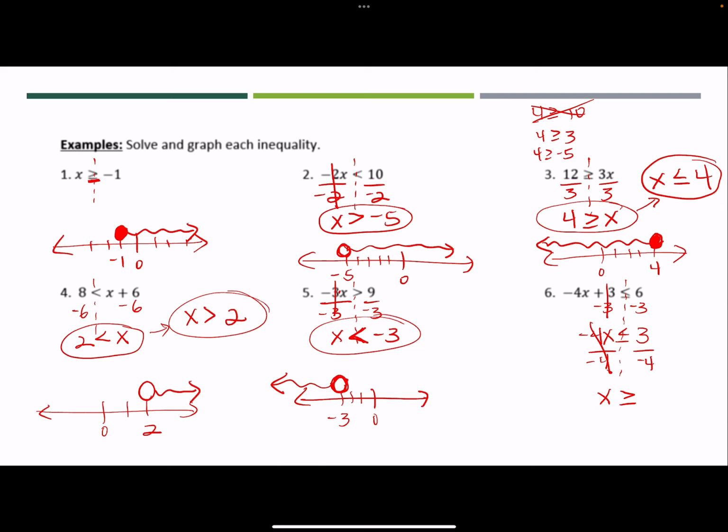I can't do 3 divided by 4. That doesn't go in evenly, so I leave it as a fraction. I'd reduce it if I could, but I can't reduce that. And then when I graph it, negative 3 over 4 is, if here's 0, here's negative 1, negative 3 over 4 is right there. That gets a closed circle, and x is greater than or equal to that, shades over to the right.